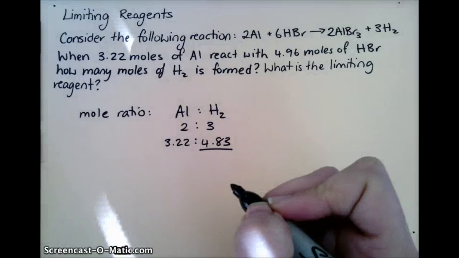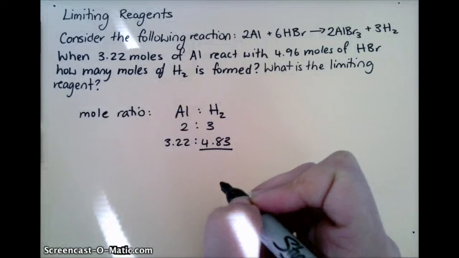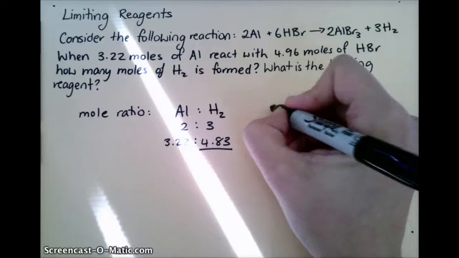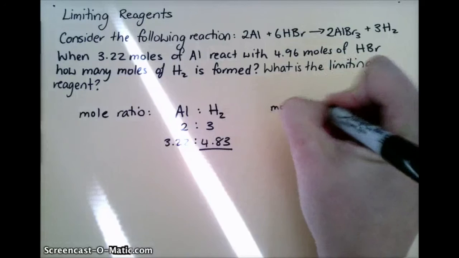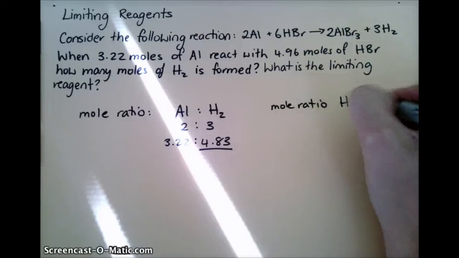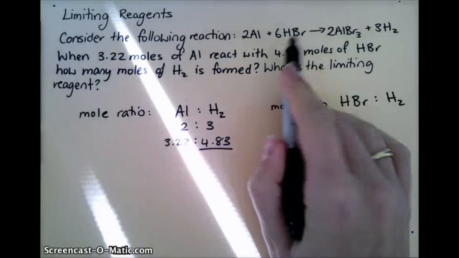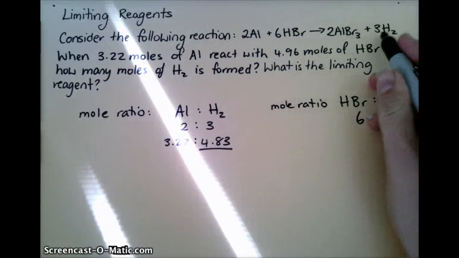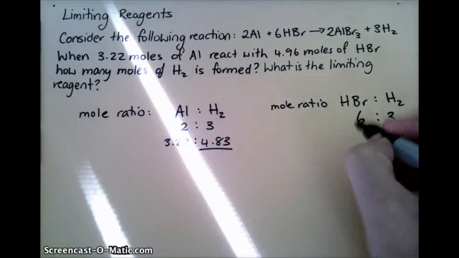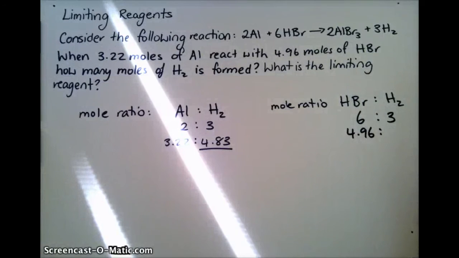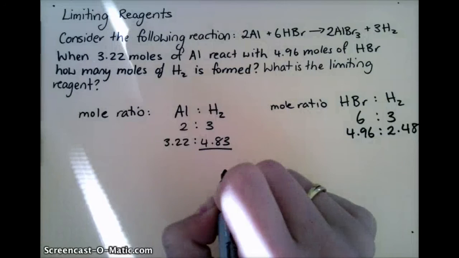Now, we're not sure at this point whether that is correct, because we don't know if it's the aluminium or the hydrogen bromide that's limiting this reaction. So we also need to look at the mole ratio of hydrogen bromide to the hydrogen gas as well. And we're going to do the same thing here. So we have 6 moles of hydrogen bromide from the equation again, and that creates 3 moles of hydrogen gas. From the problem, we have 4.96 moles of hydrogen bromide. And again, we do the calculations, dividing or multiplying, whatever is relevant, and we end up with 2.48 moles of hydrogen gas.